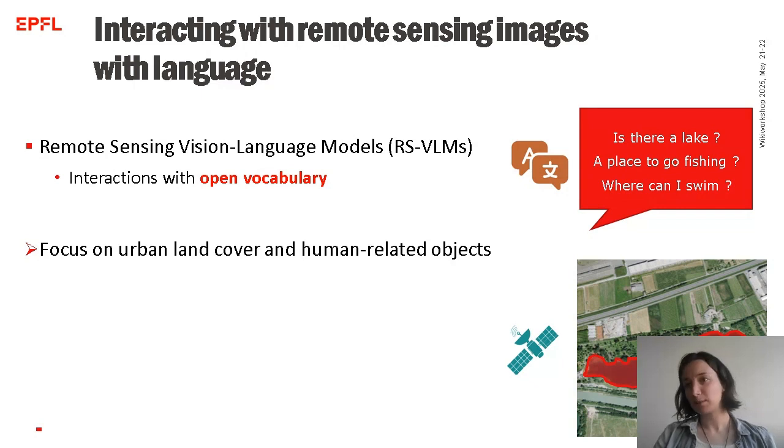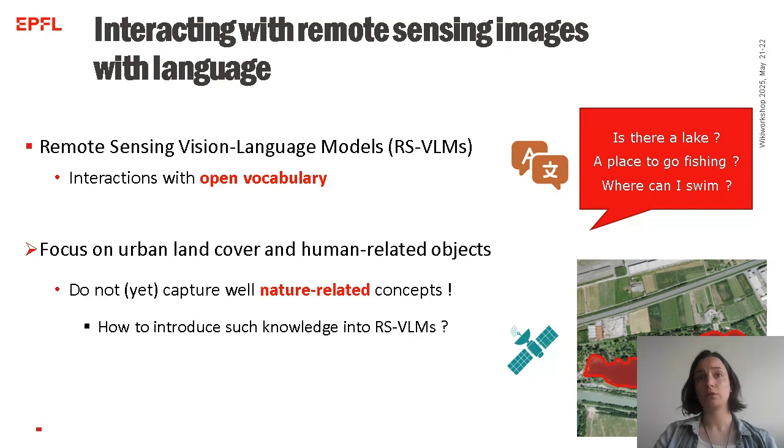However, as you can imagine, it's a pretty recent field of research. So far, those models have been mostly focused on urban land cover and human-related concepts, mostly because that's where we have more data, and they do not know much about nature and vegetation concepts. So we want to introduce such knowledge into remote sensing vision language models.